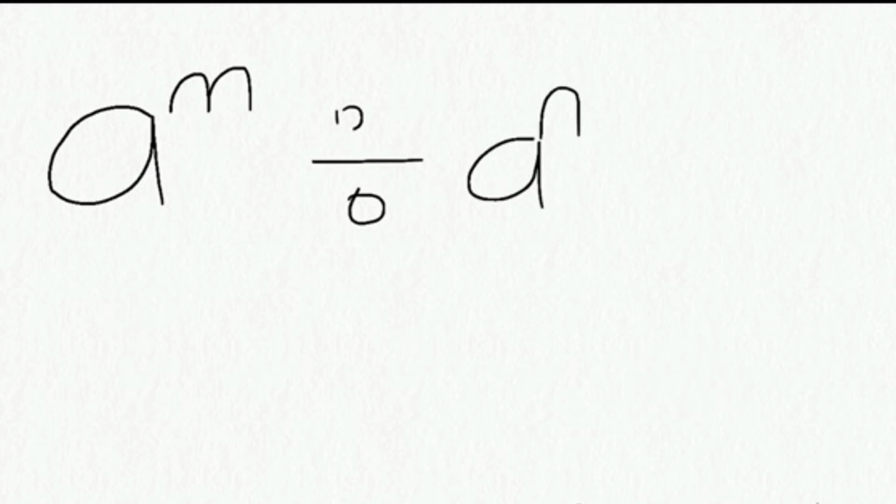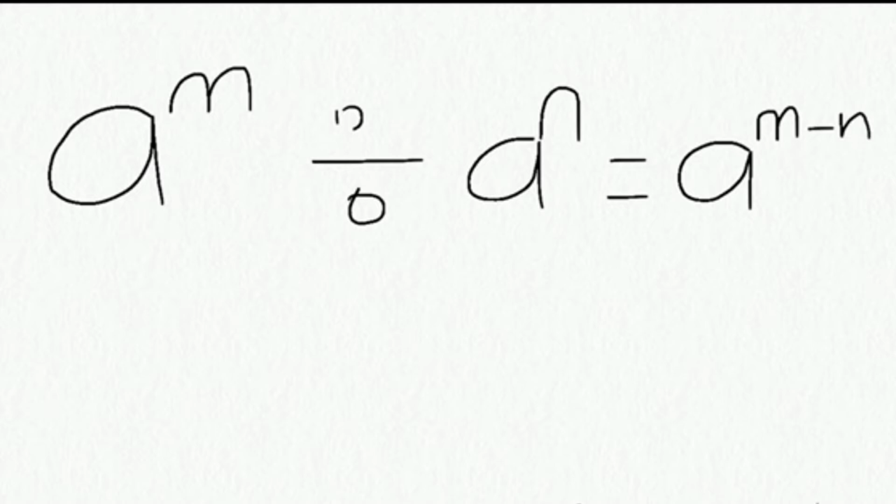Last time we looked at the multiplication rule of indices, and today we'll be looking at the division rule of indices, which is a to power m divided by a to power n is equal to, or it can be simplified as a to power m minus n.